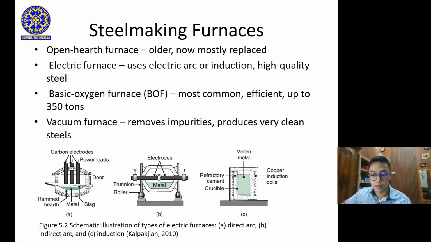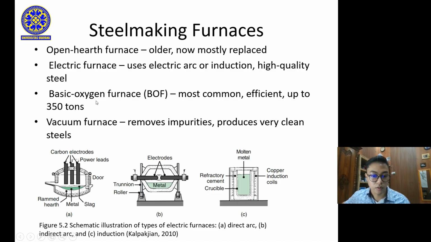Steelmaking is refining pig iron into steel. There are several types of methods. The open hearth furnace is an older method, but now it has been replaced. The electric furnace uses an electric arc or induction, like in the figure below. It produces high quality steels.